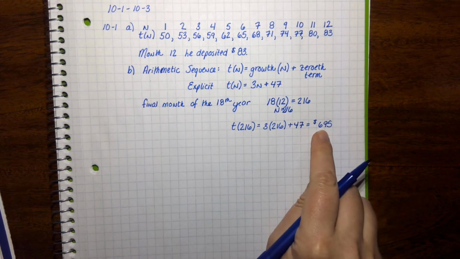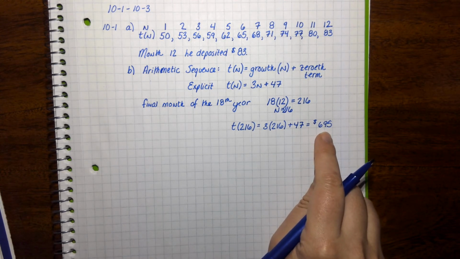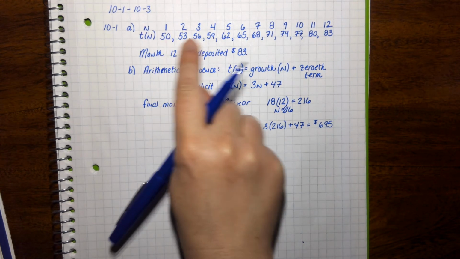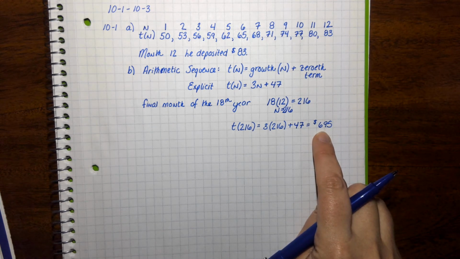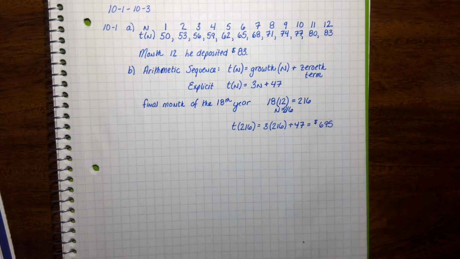I want to make sure that you understand this is the deposit he made that month. That's not how much she would have in the bank. She would have all of this saved up, and on that last month he would have put almost $700 in, which is a lot for a person to put in an account for a month.